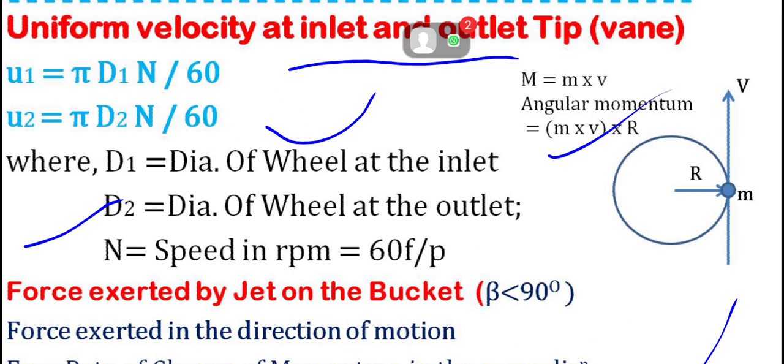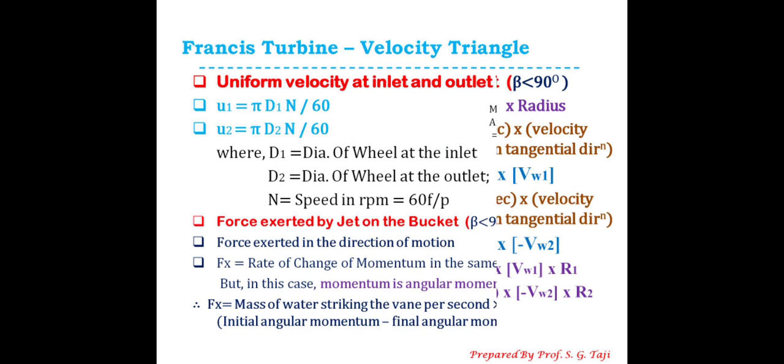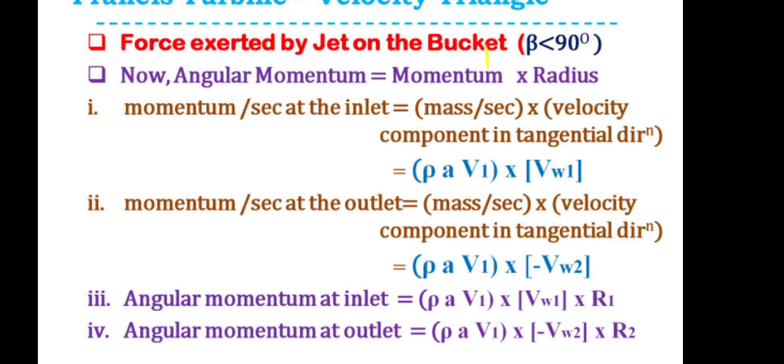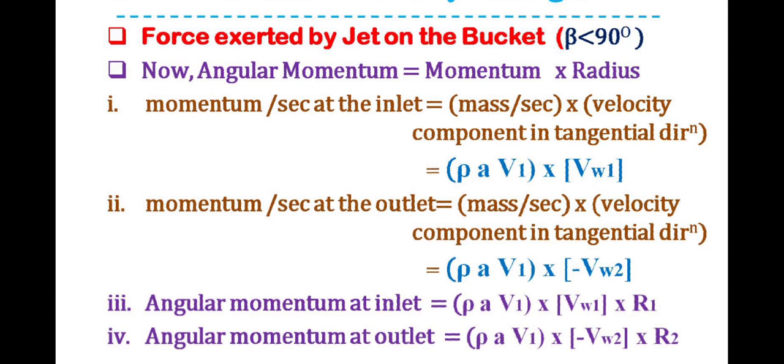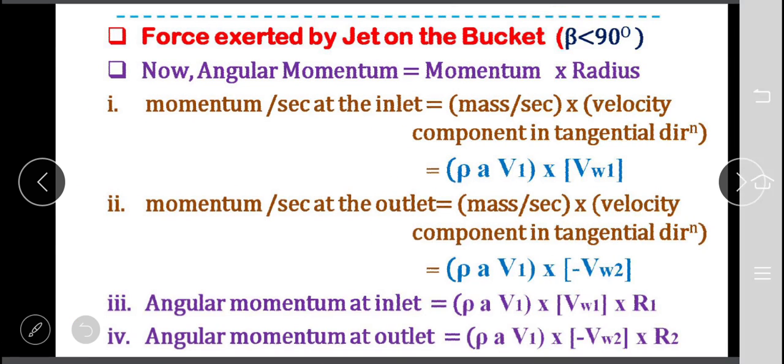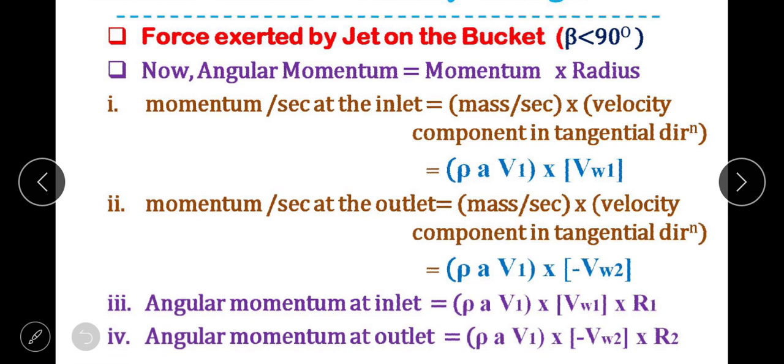So capital M is equal to m into v. Angular momentum is equal to small m multiplied by v multiplied by r. V is the velocity, m is the mass, multiplied by r, the radius, as shown in this figure. Next, force exerted by jet on the bucket when beta is less than 90 degrees. Angular momentum is equal to momentum multiplied by radius.